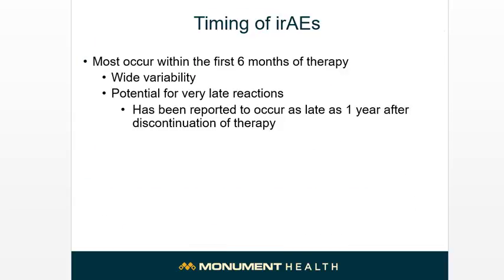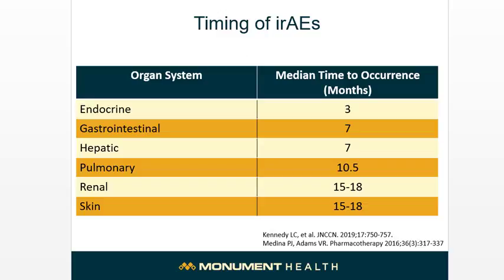One unique thing about immune checkpoint inhibitor irAEs is that they most commonly occur within the first 6 months of therapy, but there is wide variability, and there have been reports of irAEs occurring up to 1 year after discontinuation of therapy. So it's important to have the patient monitor for irAEs at any point during therapy and even after therapy is finished. And here is a table with a breakdown of the different irAE organ systems and the median time to occurrence, the shortest time to occurrence being in the endocrine system.